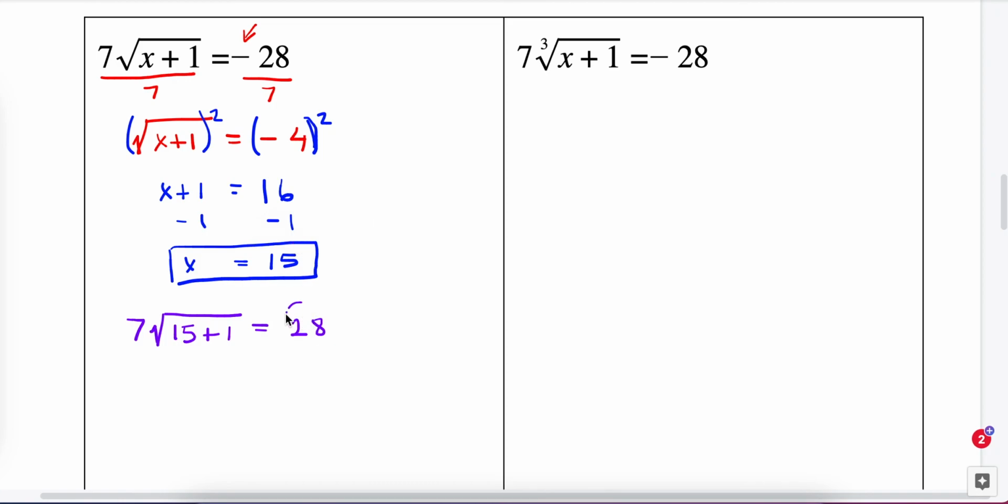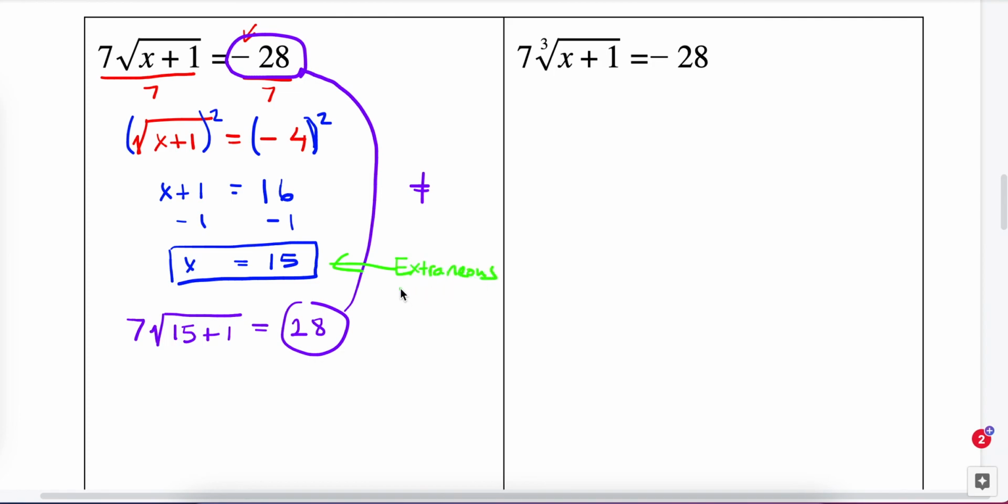These two here are not equal. They're not equal. So this here is what we would call, let me change colors so you can see it, an extraneous solution. We know that this 15 is not going to work for us. We're going to need something different. So that's an example of an extraneous solution.